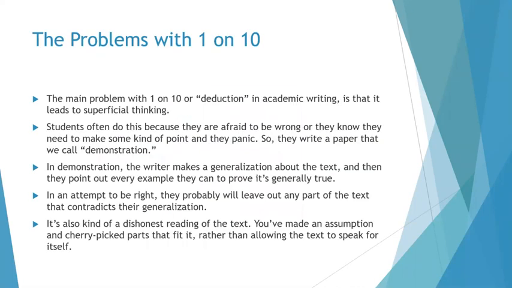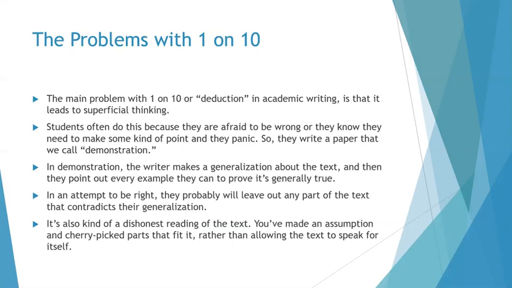So, okay, why do we not use deduction, or why do we want to try to move away from that? These are the problems that come about from using 1 on 10 or deductive thinking. The main problem is that with 1 on 10 deduction, it just leads to superficial thinking, okay? Students a lot of times are going to do this because they're afraid to be wrong, okay? So they're afraid to let the text speak for itself and see what comes out, or they know that they need to have some kind of general point.